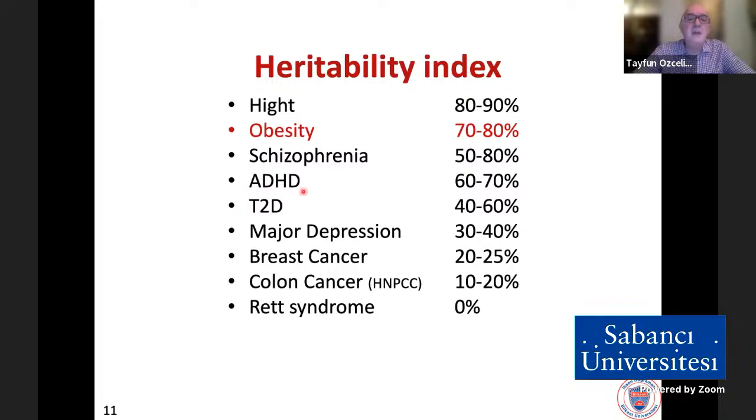ADHD, attention deficit hyperactivity disorder, has both childhood and adult types. In ADHD, 60 to 70% of the affected individuals have an affected family member. Type 2 diabetes is about 40 to 60% heritable. Major depression, another disease that we see quite frequently in the population, has a heritability index of 30 to 40%.